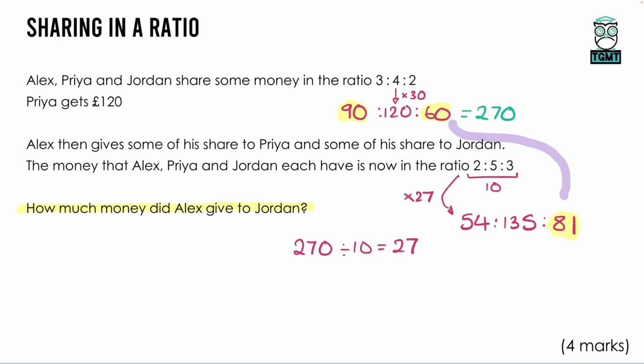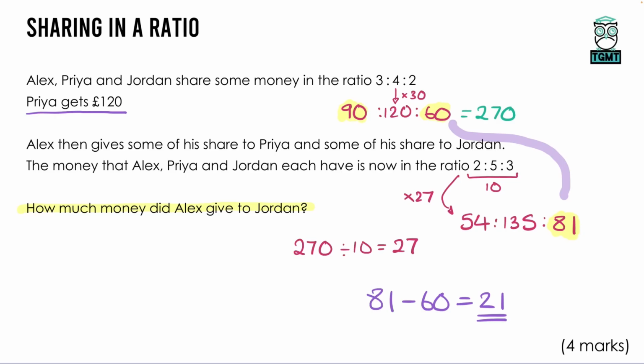So Jordan went from 60 up to 81, so our total there would be 81 minus 60, and that is equal to £21. So obviously a question like this, where you have two separate ratios, is still just sharing in a ratio. But we had a whole story going on, and in this particular example, we had this scenario where we were told one of the numbers in the ratio.